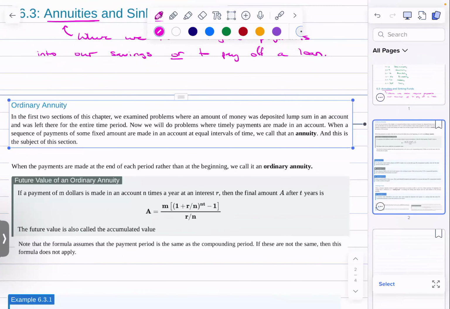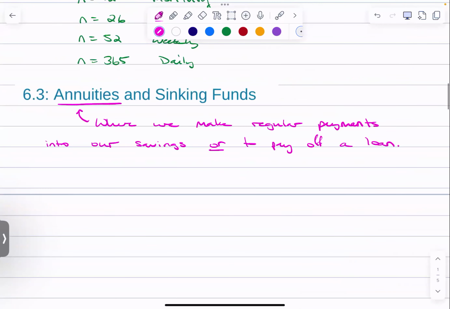Let's see here. I'm going to add a page.